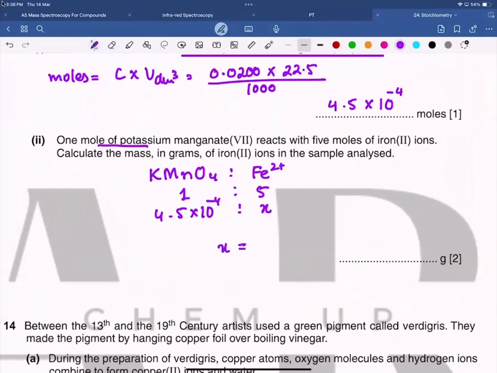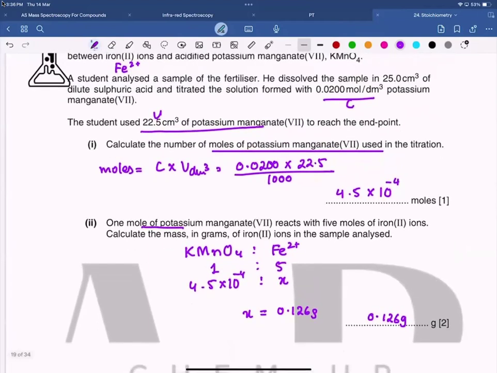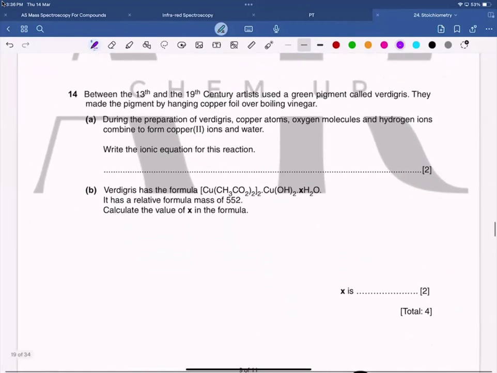Sir, 0.126 grams. Is this the value you guys are getting? Okay. So if you see, every question follows the same way. The one which is given to you, you have to convert it into moles. Then you have to take the mole ratio of the two. And then the one which has been asked, you get the moles of that from the mole ratio and then turn it into the asked quantity. How do you guys do these two questions?